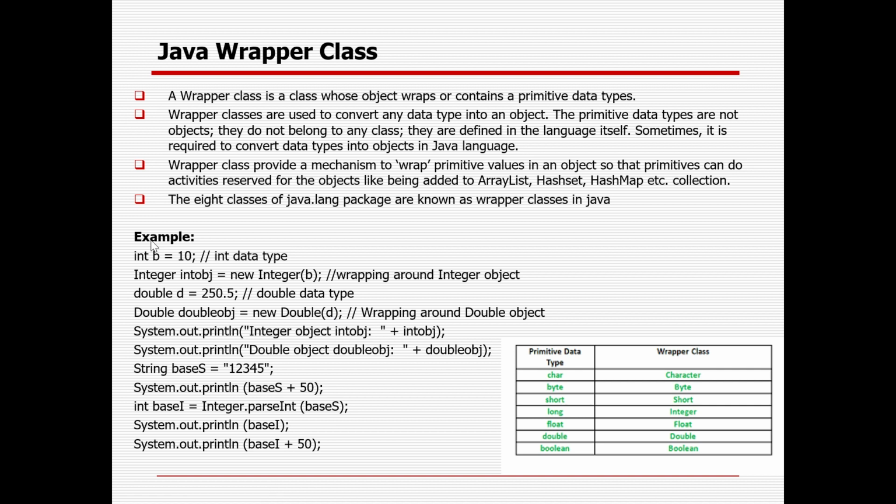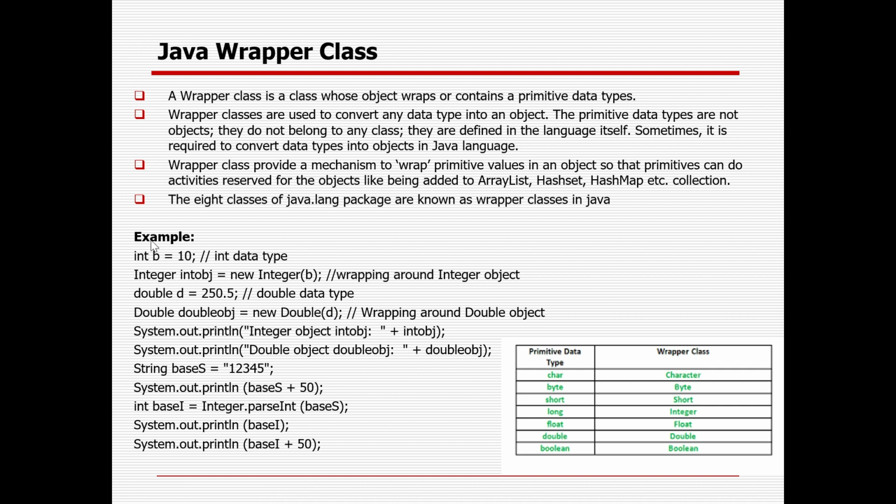The primitive data types are not objects, they do not belong to any class, they are just defined in the language itself, but sometimes it is required to convert a data type into an object in the Java language. So primarily, in case you want to deal with the collection framework, the collection framework will only understand classes and objects, but it will not understand data types, then how will we use the collection framework?